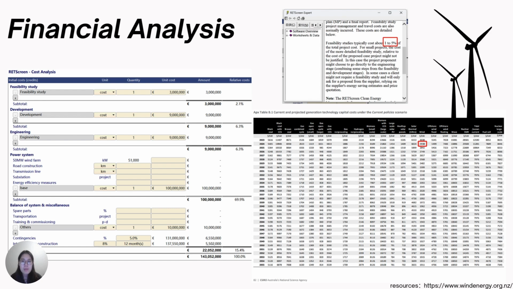6%, 9 million euros for development and engineering, and 30%, 100 million euros for the total cost of the power systems. Miscellaneous and balance of system costs are estimated at 10 million euros, while the contingency plan includes a 5% contingency, 6.55 million euros, and 8% interest during the construction period.